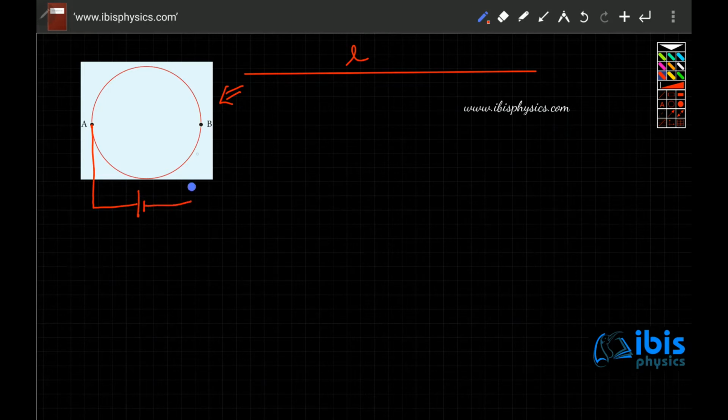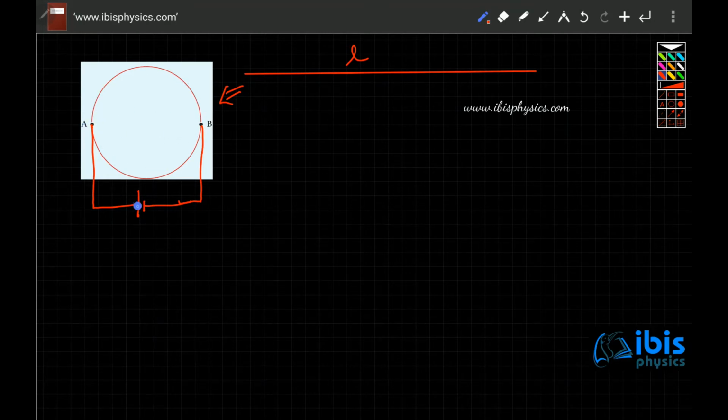connect a battery. When you connect a battery across those 2 points, since these 2 points are diametrically opposite, this section of the wire and this section of the wire are equal in length. Hence, this portion and this portion will have equal resistance. Our aim is to find out this resistance and this resistance, and we will be able to solve the problem, because this length and this length are equal.